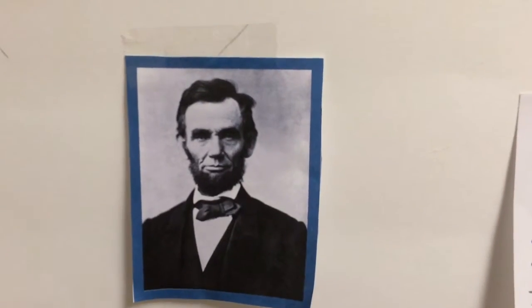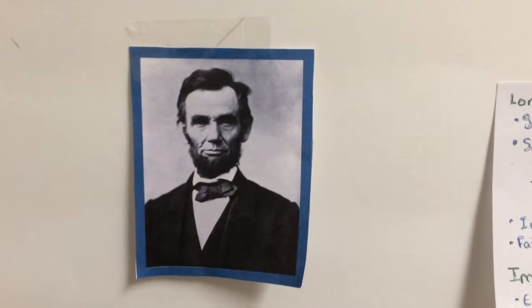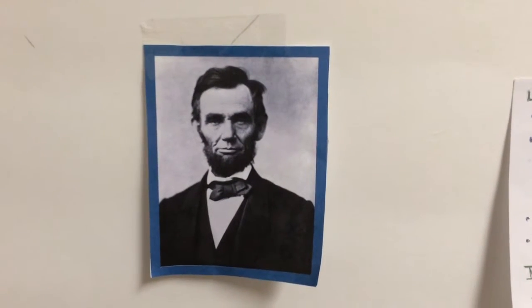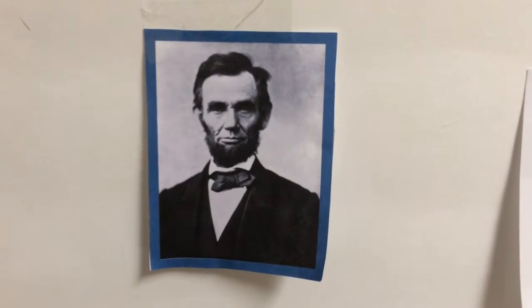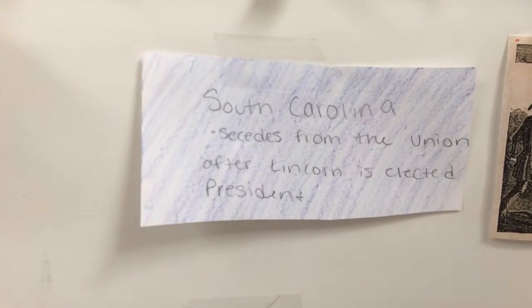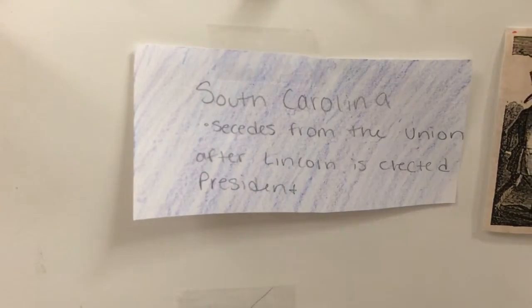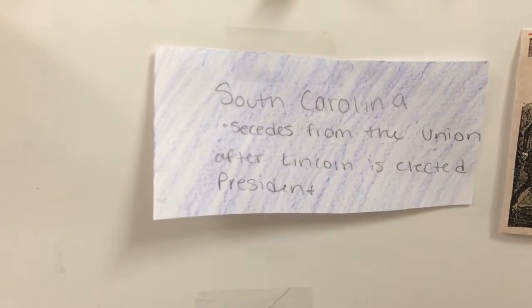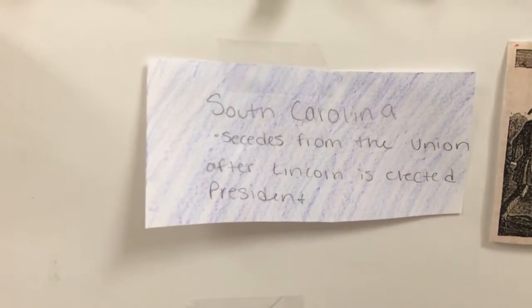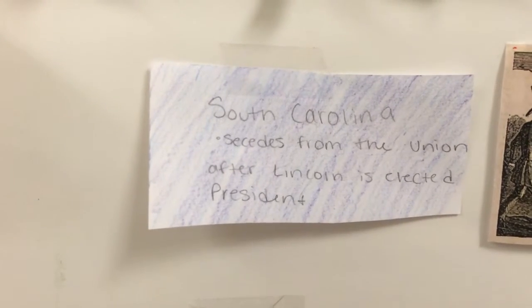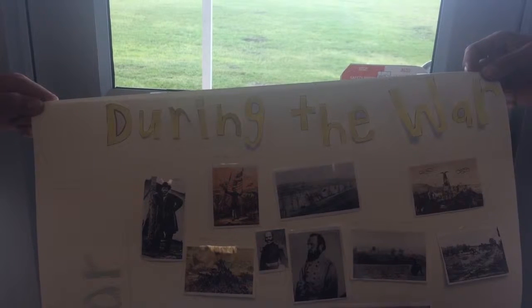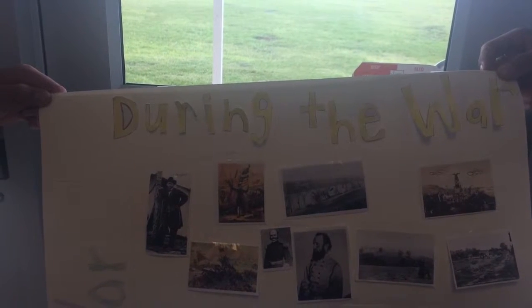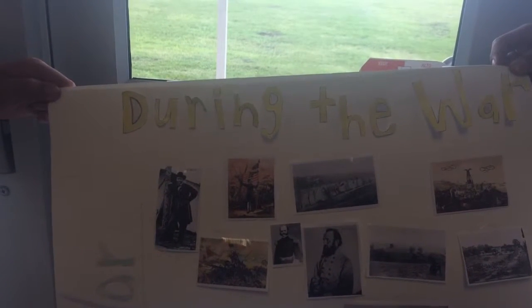In the election of 1860, Abraham Lincoln was a presidential candidate. The South did not like him at all because he was for the abolition of slavery. Shortly after Lincoln's election, South Carolina seceded from the Union because they wanted slavery. After that, many states in the South were motivated to secede from the Union also. The Civil War began in 1861 and ended in 1865.